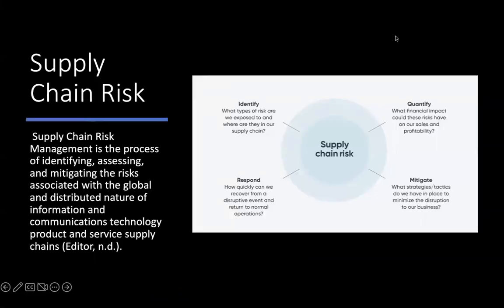Next, we'll talk about supply chain risks. Supply chain risk management is the process of identifying, assessing, and mitigating the risk associated with global and distributed nature of information and communications technology products and service supply chains. Security risks should be addressed by implementing incident response plans to prevent security vulnerabilities from supply chain attacks. The United Kingdom cyber team is aware that third-party vendor risk increases the chance of significant data security risk. It is important to ensure protection throughout the summit, and we can achieve that by practicing supply chain risk management.